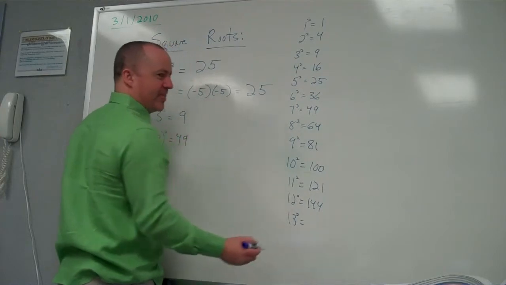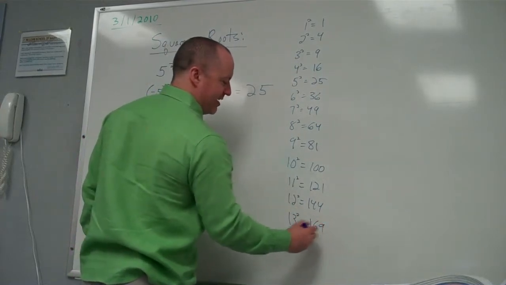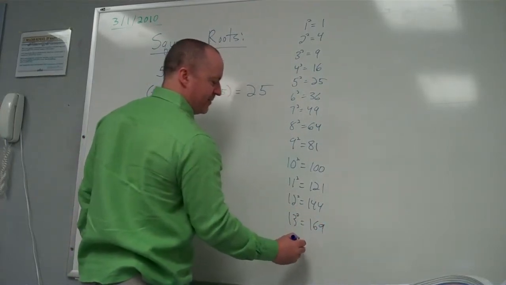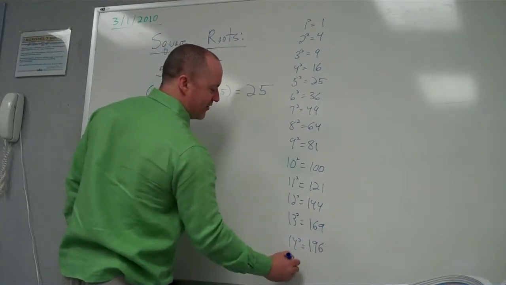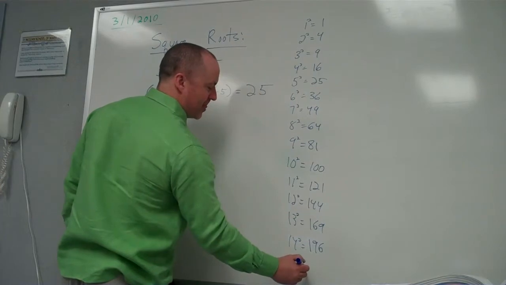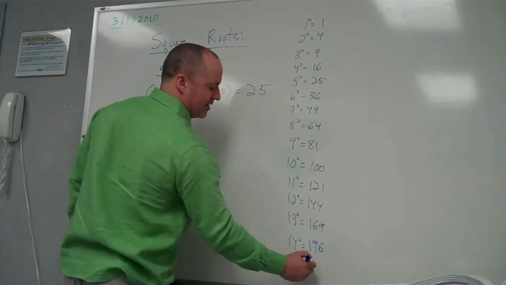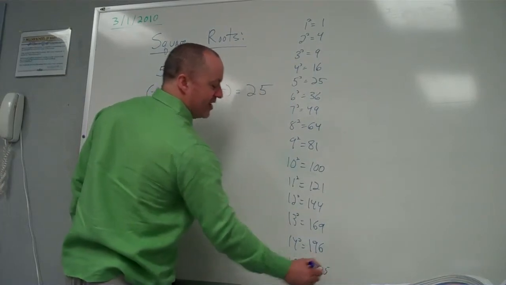13 squared? 169. Good. 14 squared? 196. 15 squared? 225.